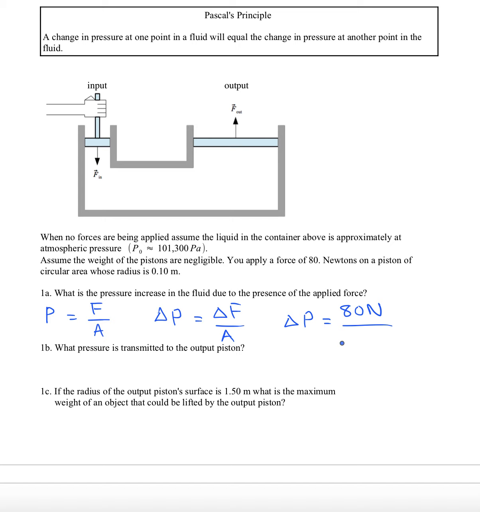The area of this piston is going to be, according to the area of a circle formula, pi r squared, pi times 0.1 meters squared. The change in pressure is 2,546 pascals.